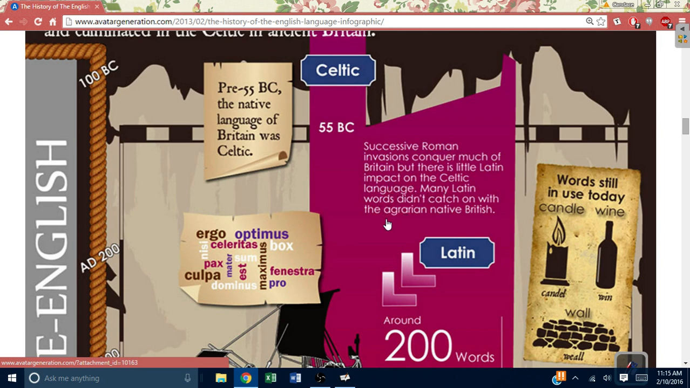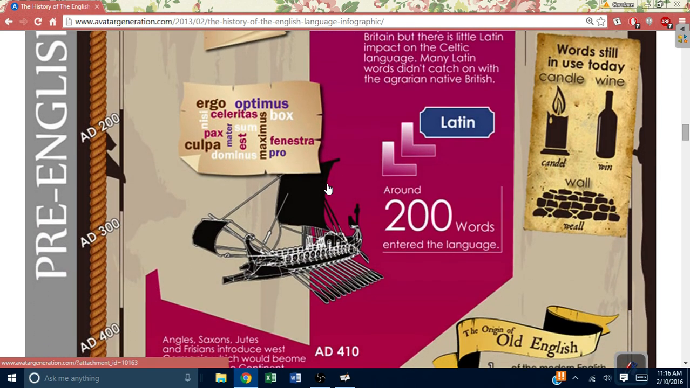Many Latin words didn't catch on with the agrarian native British, because they weren't a fan of the Romans coming into their land and trying to take it over, so they weren't going to adopt their language either. But there are some words that we still get from this old Celtic. For example, candle was candle, the wine, or wine as we call it, and the wheel we call wall today. It was a very nasally harsh language if you ever hear it spoken.